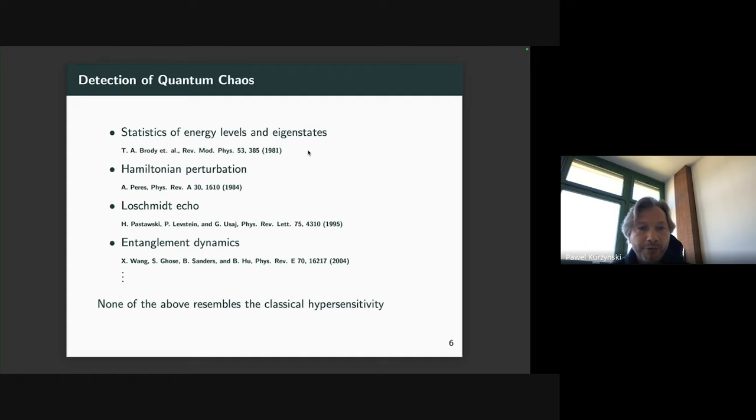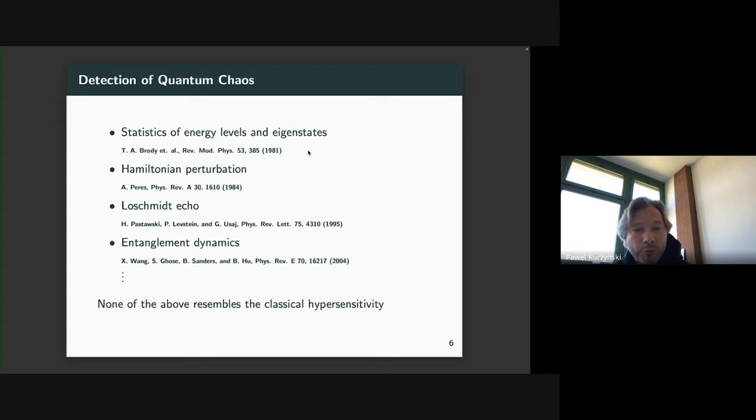Another very interesting idea was proposed by Asher Peres. Instead of perturbing states, let's perturb the Hamiltonian. So we can have some Hamiltonian, and let's say that there is some parameter lambda inside this Hamiltonian. We vary this parameter lambda a little bit, and we check how much the evolution changes. That's one thing. Another thing, also very interesting, and related to so-called OTOCs, out-of-time order correlators, that are recently studied, is the Loschmidt echo.